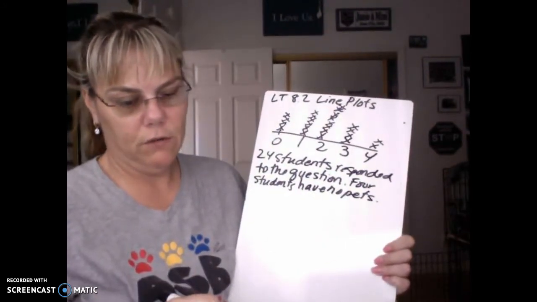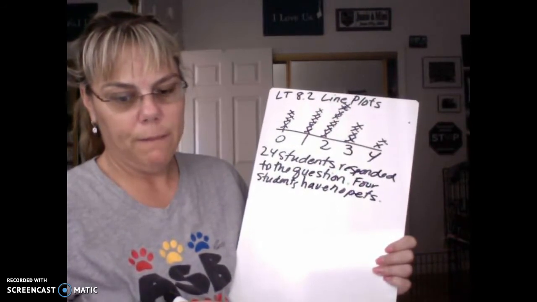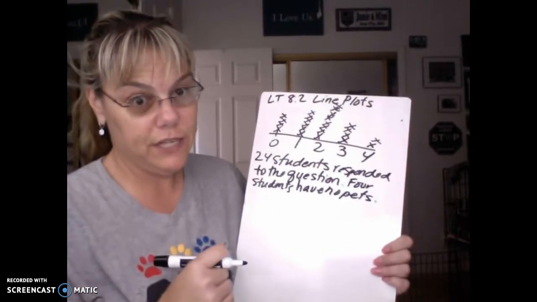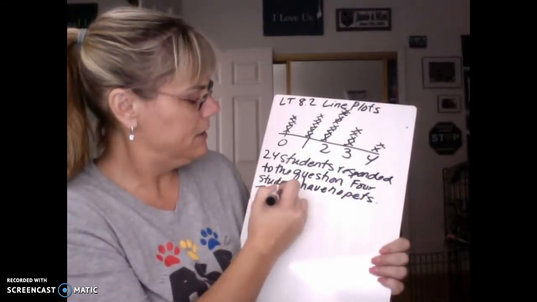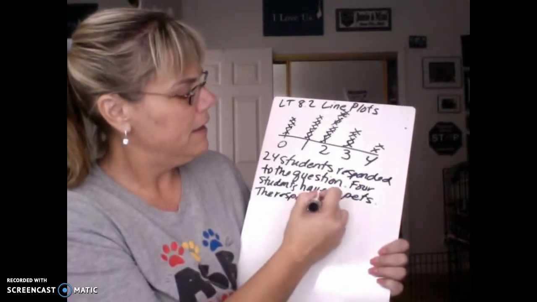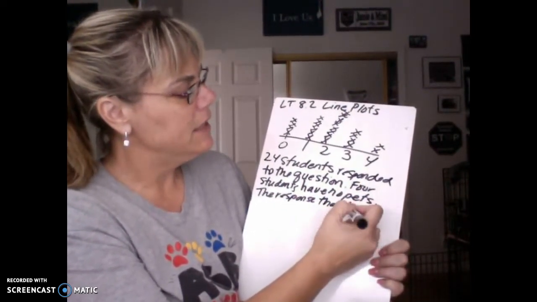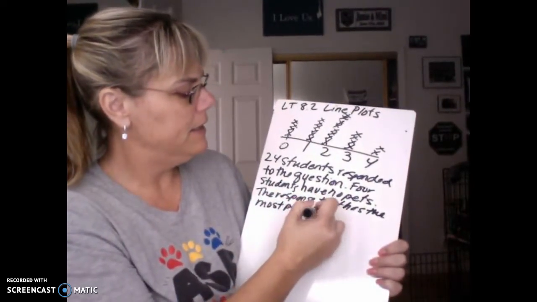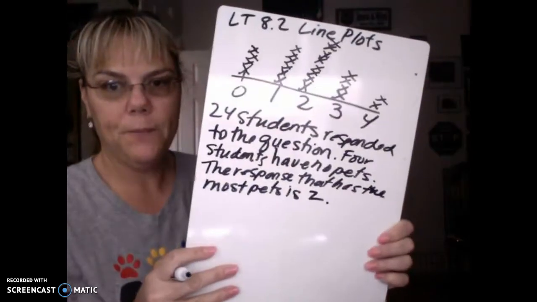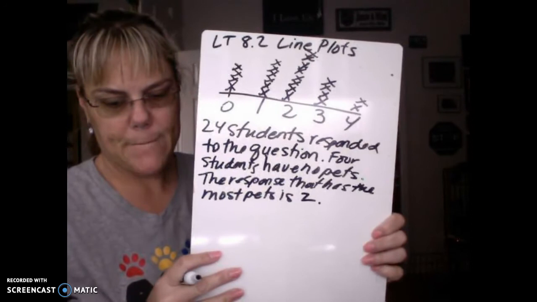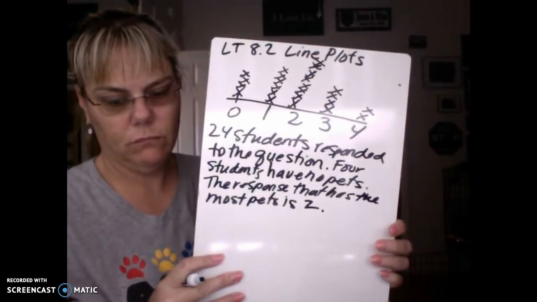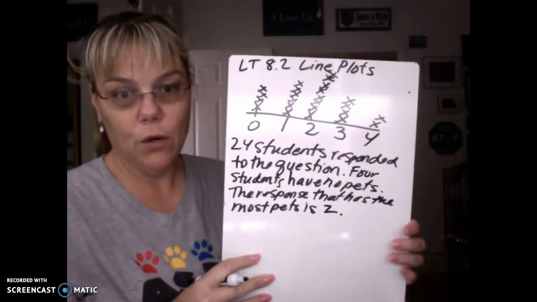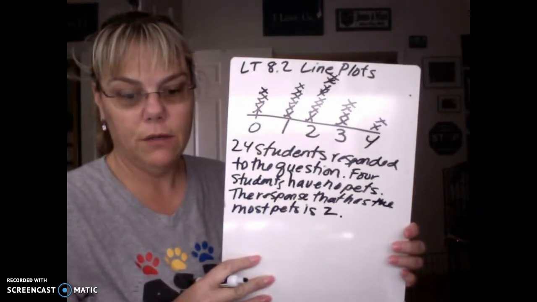What else could we figure out? Okay? Well, the response that has the most pets is, and hopefully you said 2. Okay, so the response that has the most pets is 2. Okay? So in this case, 2 would be our mode, wouldn't it? 2 would be our mode. Okay?